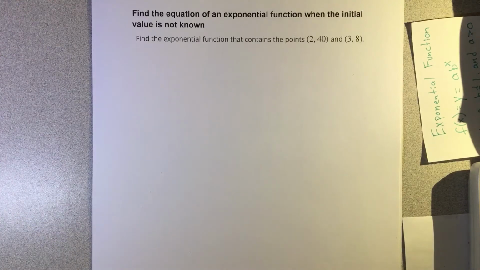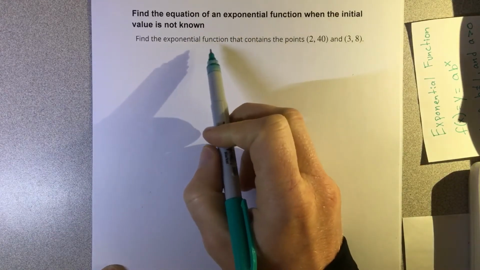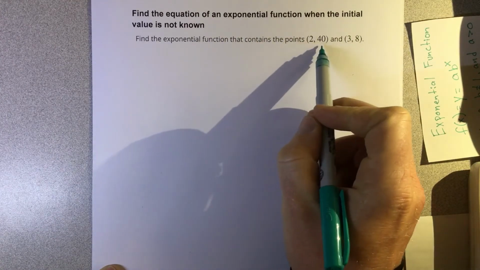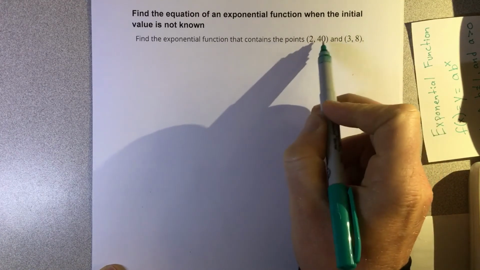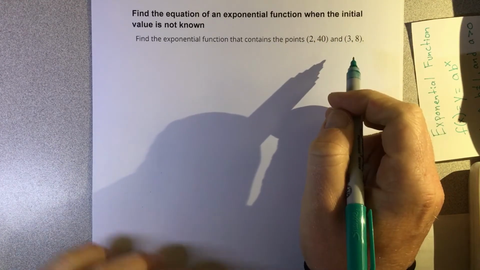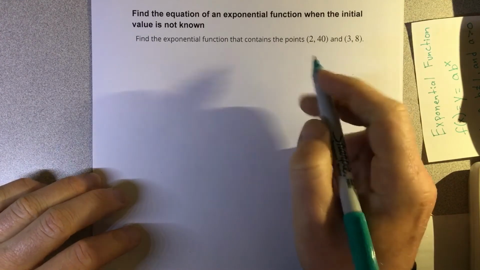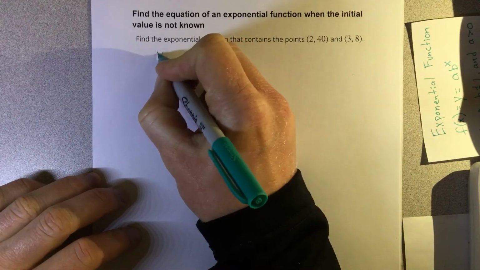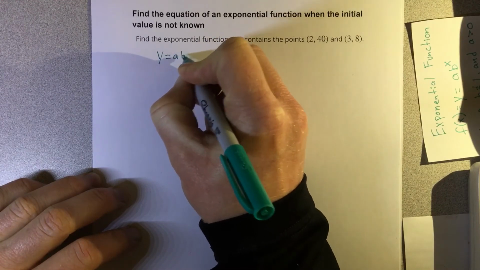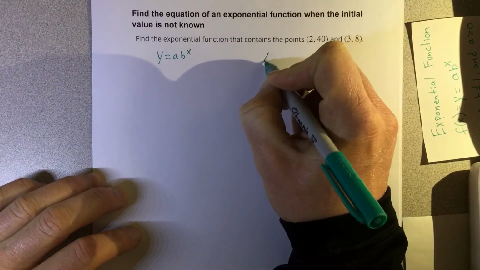In this video, we're going to find the equation of an exponential function when the initial value is not known. It says find the exponential function that contains the points (2, 40) and (3, 8). So if it contains (2, 40) and (3, 8), that means that we can use these two coordinates in the equation y equals ab to the x.